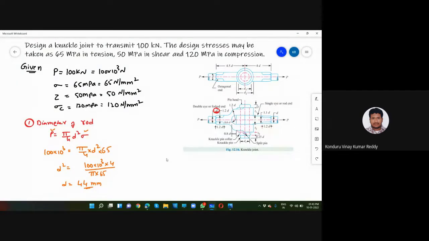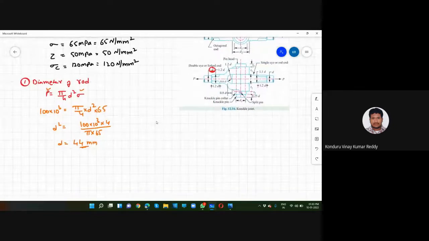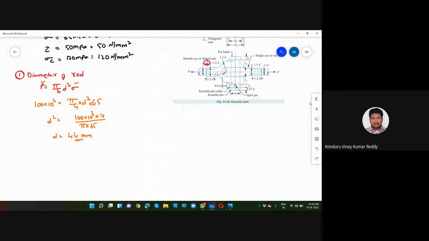Then as per the design data book, I have to determine other values also. D1 is equal to d. D1 is nothing but the diameter of the knuckle pin, which is equal to 44. And D2 is equal to 2d. Here it will be D2.